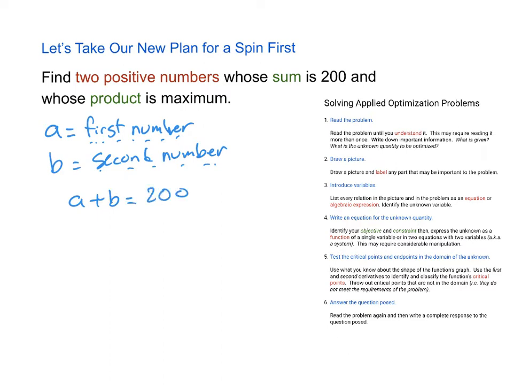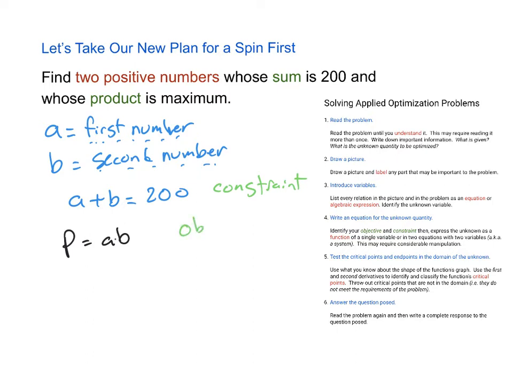This equation right here is called a constraint. It's a fact that A plus B equals 200, and it relates our variables. This is not something that we can maximize. The thing that we're going to maximize is their product, and for that I need to introduce a third variable. That'll be the name of our function. So our objective function is going to be P, and that is the product of A and B, so A times B. This is our objective function.